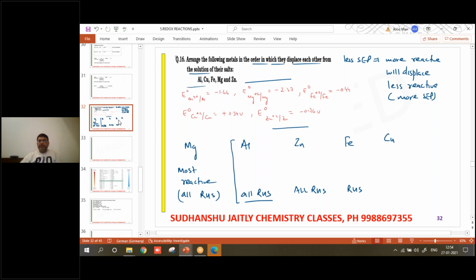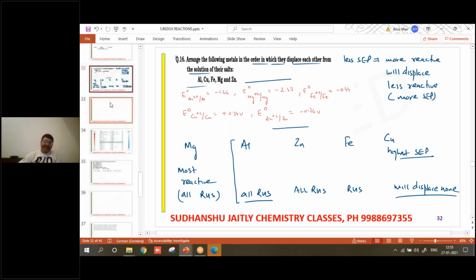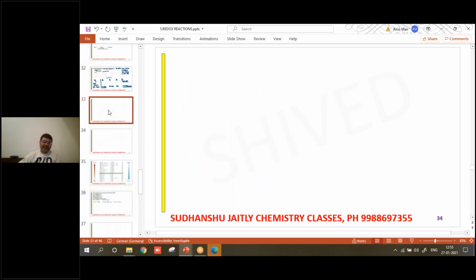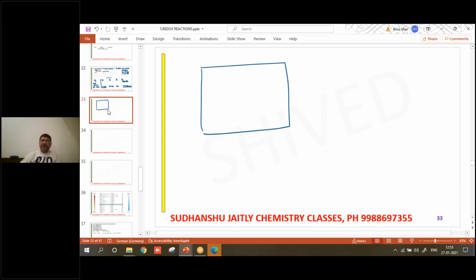And the copper has highest SEP, will displace none. Or you can say it is going to be displaced by all. Do you understand? That is going to be difference. You know, this is very interesting, right? Although in our country, we do not think of applications, we think of rote learning. So that is why people always ask you people to have a knowledge-based type of thing.